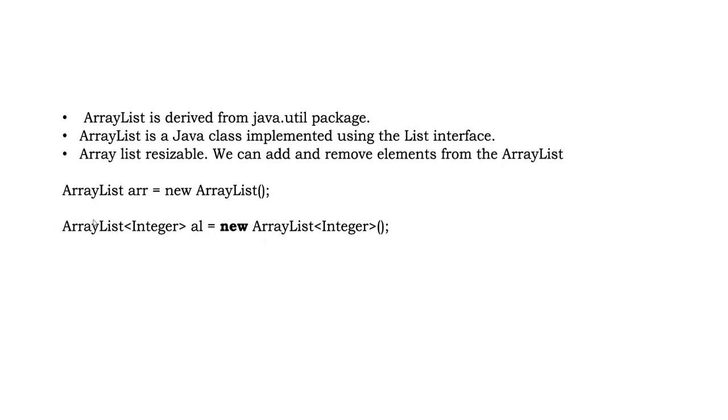The difference is that in a plain ArrayList, we can store heterogeneous elements. Sometimes I don't want to store any other values in the ArrayList apart from integer type or string type. At that time, if we specify the wrapper class like this, then we will be allowed to store only integer values. So these are the different ways that we can create an ArrayList.